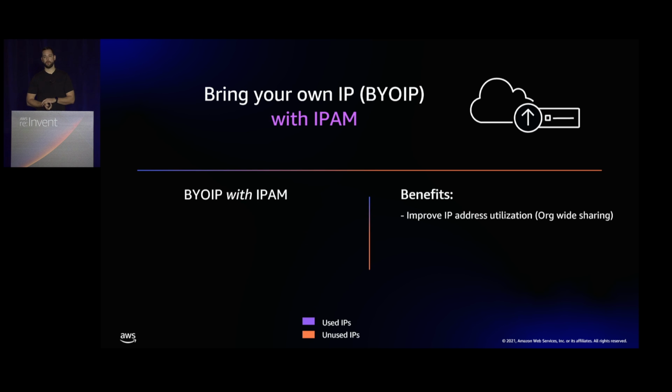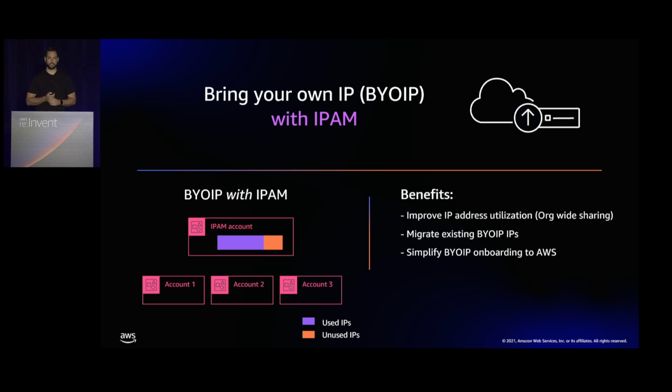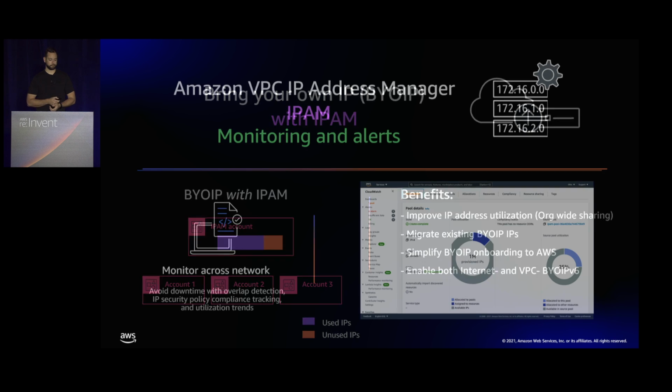Now, when we start using BYOIP with IPAM, you can actually bring the IP range to the IPAM account and then allocate those out using the pools to each of these other accounts. What that basically does is give you better utilization across your deployment across AWS, so that you're not bringing an IP range to every single account anymore. We also allow you to migrate existing BYOIP IPs to IPAM. We have a simplified onboarding process, and we enable both internet and IPv6 for Bring Your Own IP with IPAM.